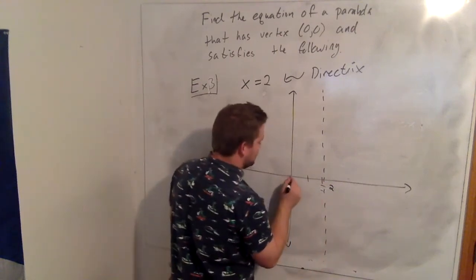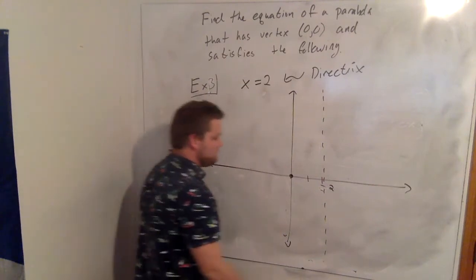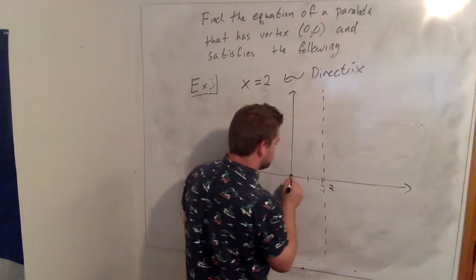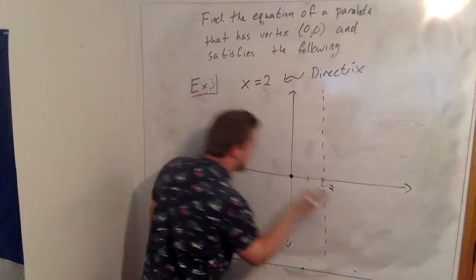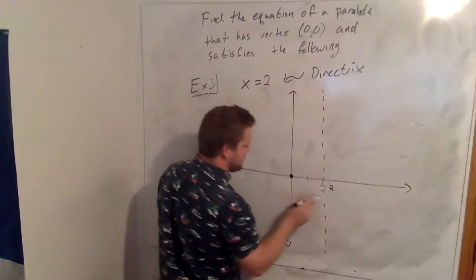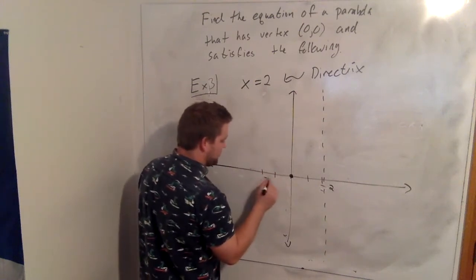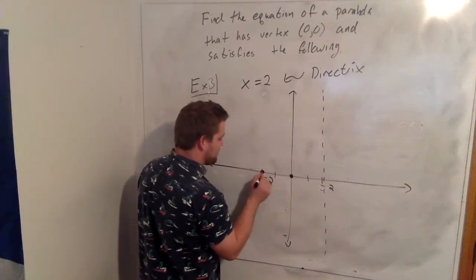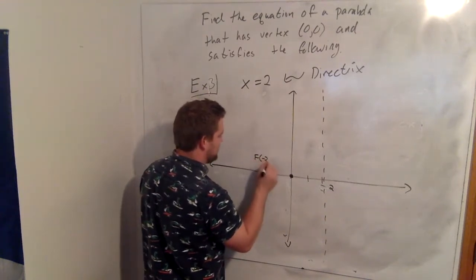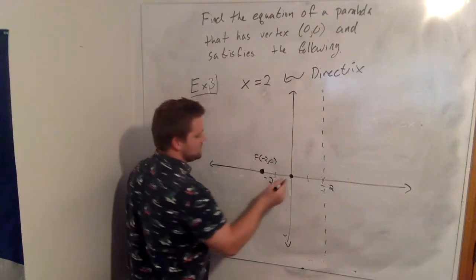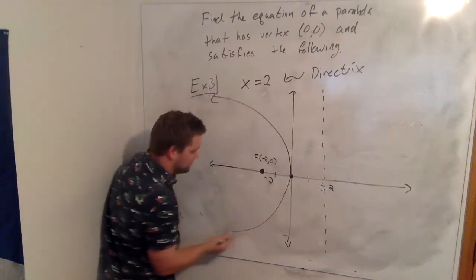We know that the parabola has its vertex at the origin. So in this case, since the vertex is a point on the parabola, the focus is actually going to be to the left of the directrix. So this will be the point -2, and this is where our focus will be. So our focus has coordinates (-2, 0). So our parabola is going to open up to the left.